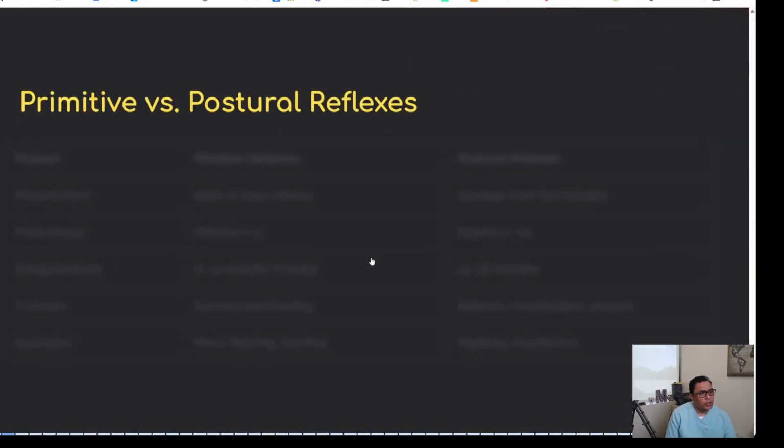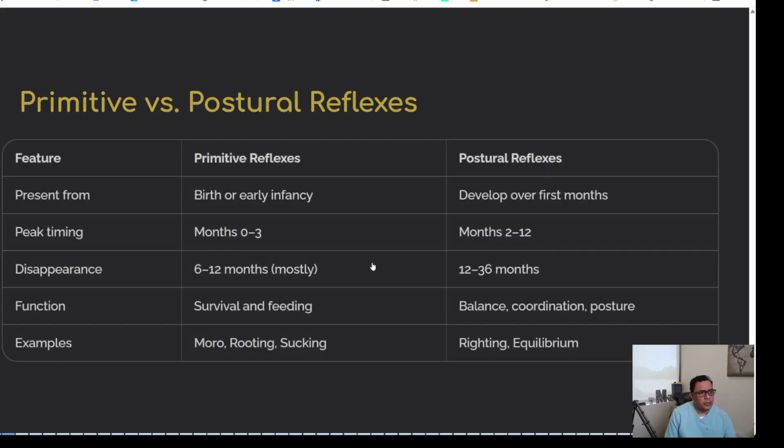Now, you want to differentiate between primitive versus postural reflexes. Primitive reflexes are present at birth. These postural are developing over the first months. The peak timing is 0 to 3 months for primitive and 2 to 12 months for postural. Most of the primitive ones disappear between 6 to 12 months and the postural ones disappear at 12 to 36 months.